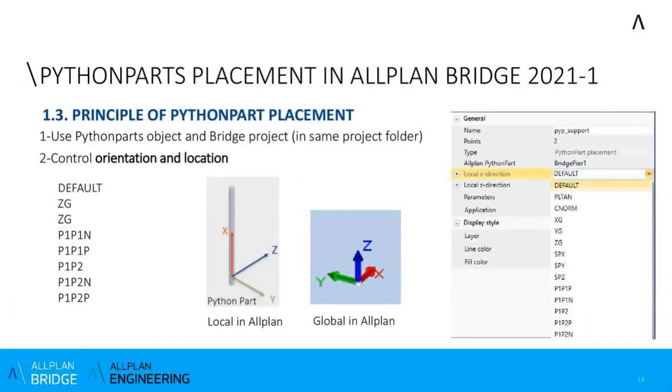So in orientation and location, we have too many options to define, like the local system or global system, or the system defined by 2 points.